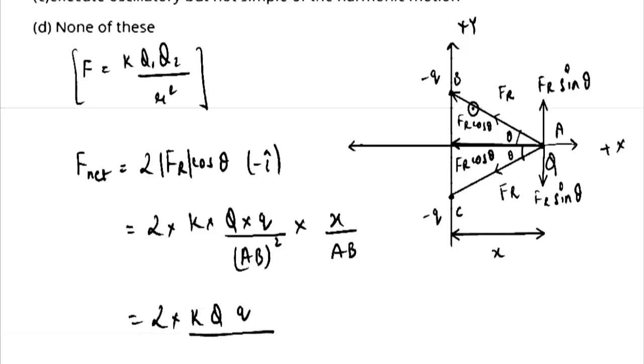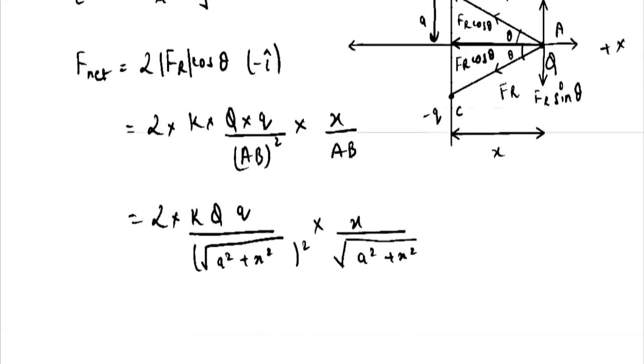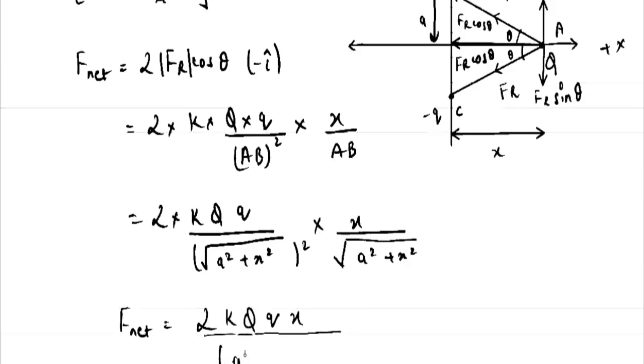Further, on solving this, we will get 2 into K Q into q. AB we can find. See, this distance is a, right? So AB will be equal to under the root a square plus x square, whole square, multiplied by x over under the root a square plus x square. From here, we can write the value of F net equal to 2 times K Q q into x divided by a square plus x square whole to the power 3 by 2. So this will be the magnitude of the F net force.